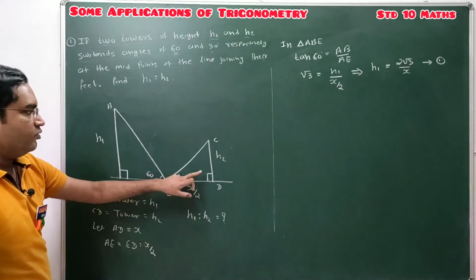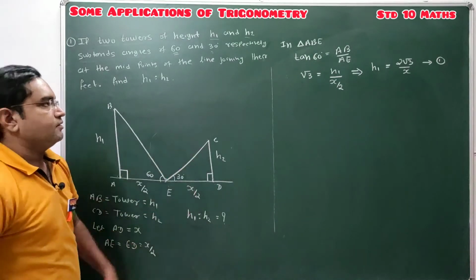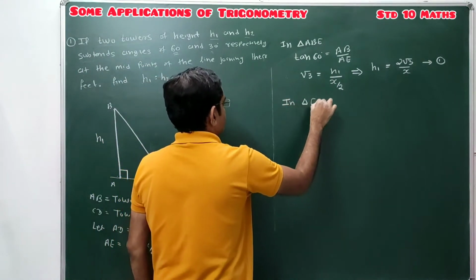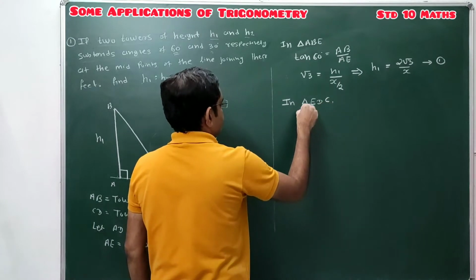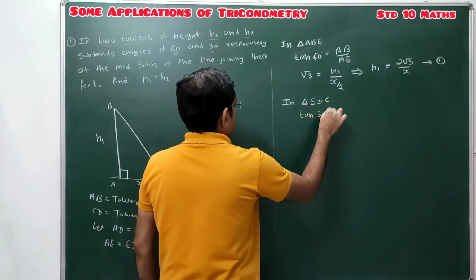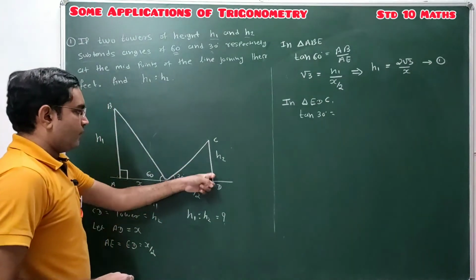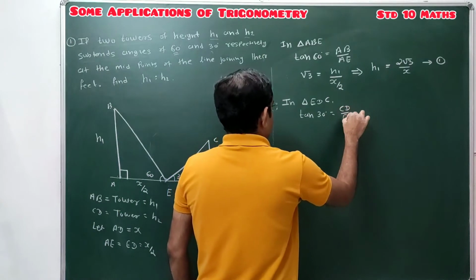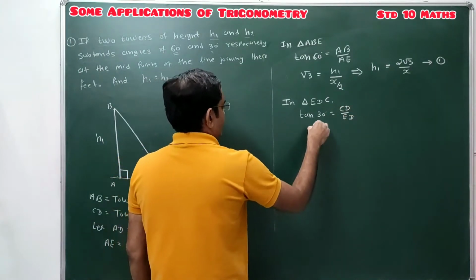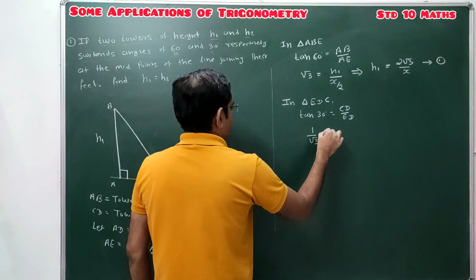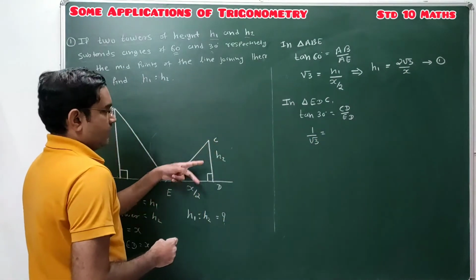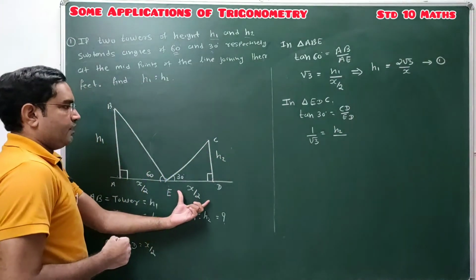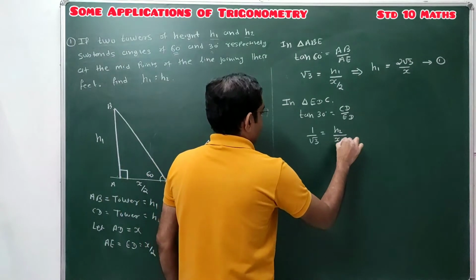So now to find the h2, we will use triangle EDC. So in triangle EDC, tan 30 degree, opposite side by adjacent side, CD upon ED. So tan 30 is 1 upon root 3 equal to CD, CD is h2, upon ED. ED is x by 2.